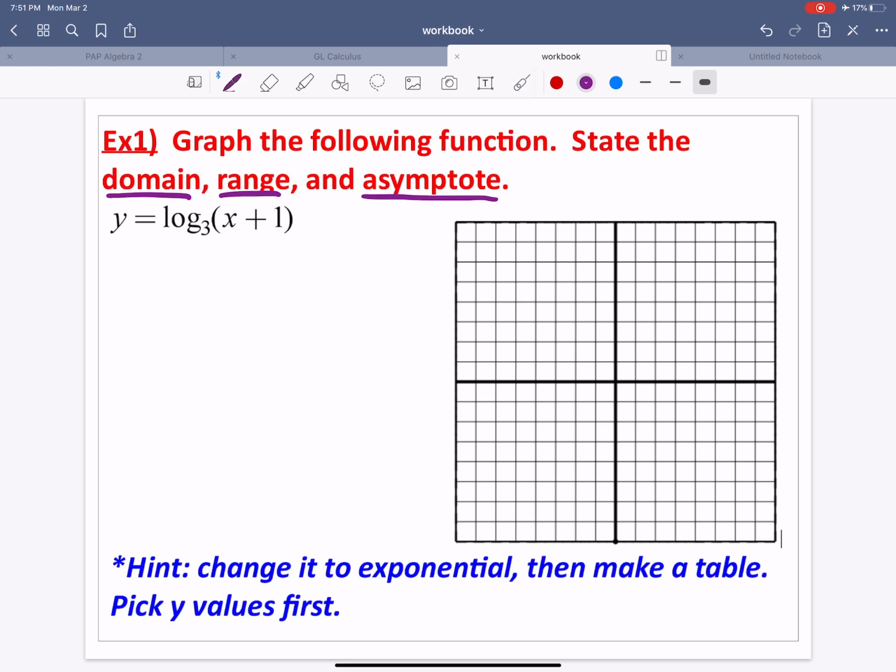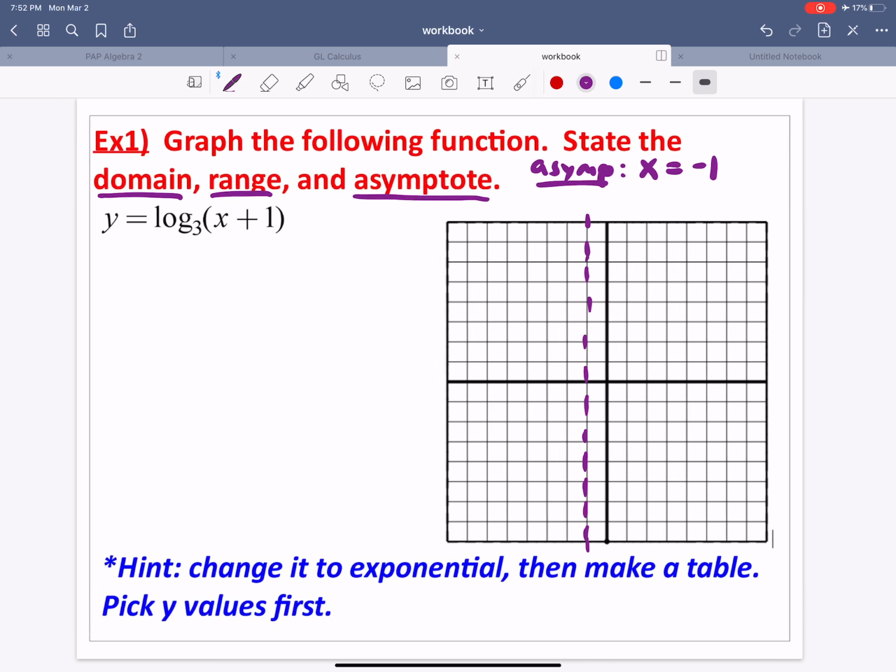Okay, so graph the following function, state the domain, the range, and the asymptote. Where I like to start is with the asymptote. The asymptote we know is going to be vertical. Vertical lines are always x equals, and like I told you on the last slide, it's always going to be x equals h. The h value in this equation is -1. Remember that for the h values, we always take the opposite sign. Since it appears as +1 in the function, when we pull that h value out, it comes out as -1. So let's start by drawing my vertical asymptote at x equals -1.